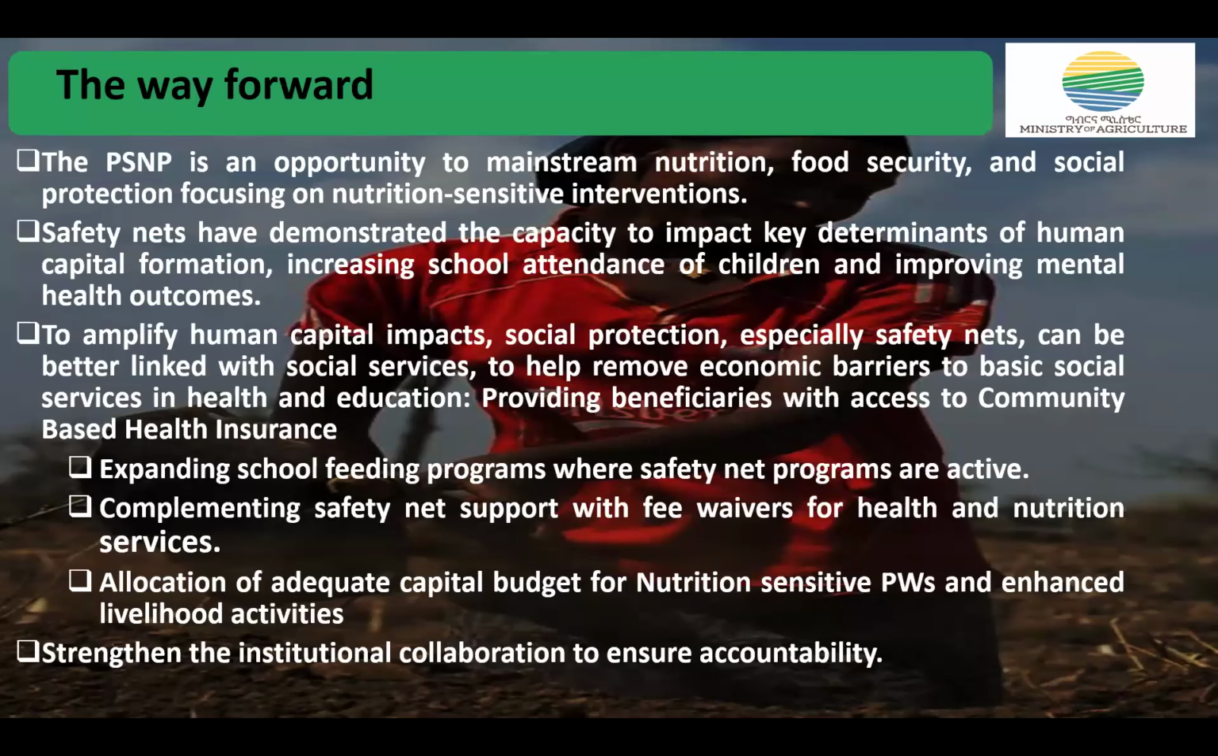So in terms of areas of intervention, for instance, we can expand school feeding programs where safety net programs are active. We can also complement safety net support with fee waivers for health and nutrition services. We can also allocate adequate capital budget for nutrition-sensitive public work and livelihood activities, and strengthen and enhance what we are currently implementing to contribute to human capital aspects.